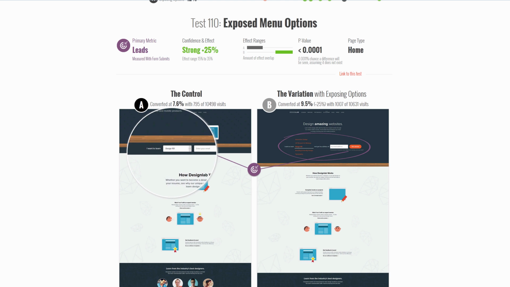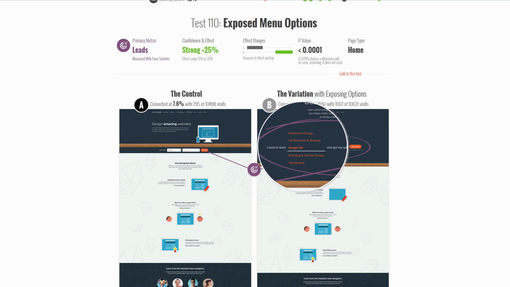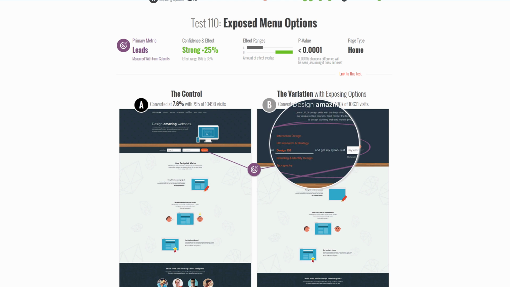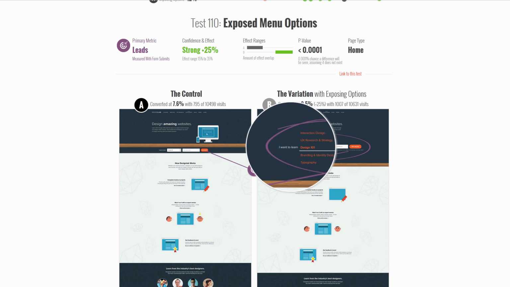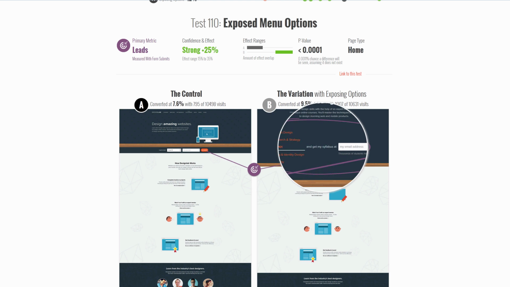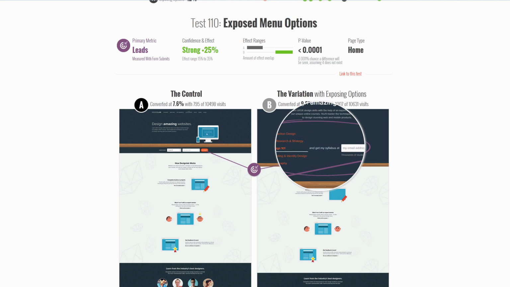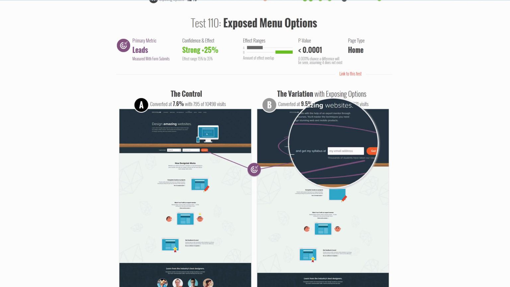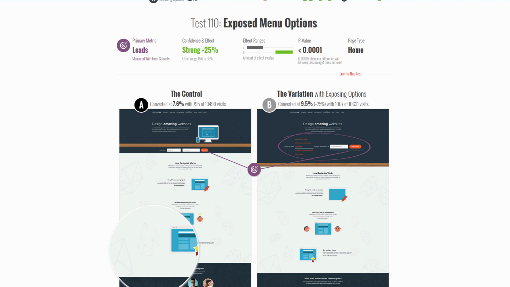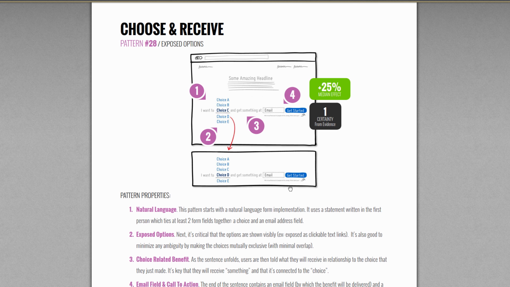Notice a pull down menu here. There's a course you sign up for. So we actually showed all the courses up front. And then more importantly, we tied it all together using natural language. So it's written as a single statement: I want to learn X, Y, Z in order to get a syllabus, get those course descriptions at my email address. And that essentially is the choose and receive pattern.